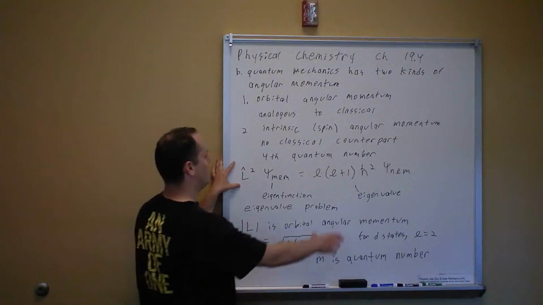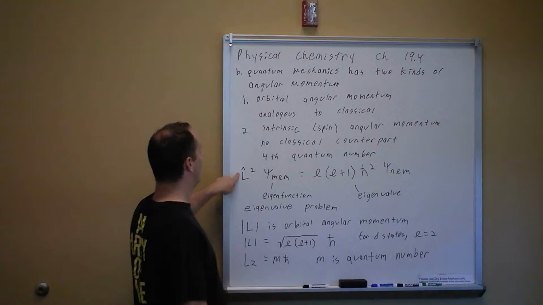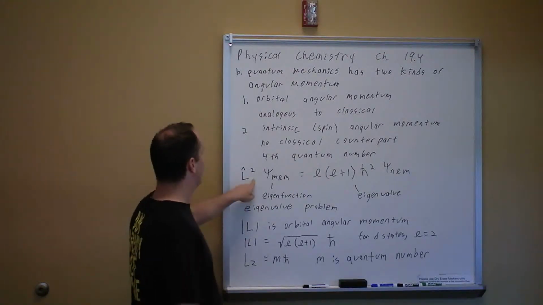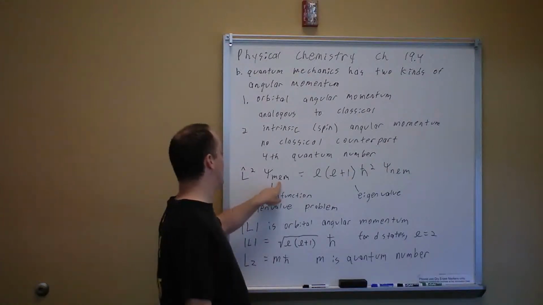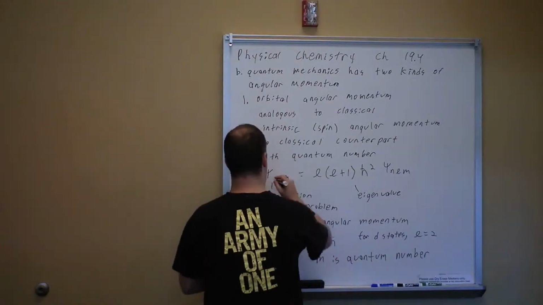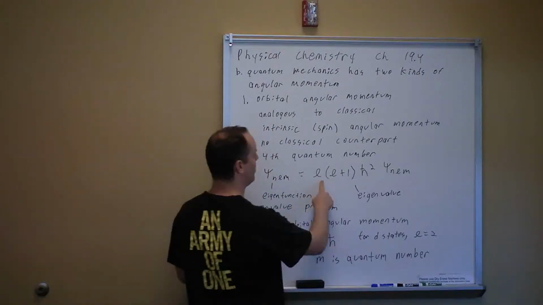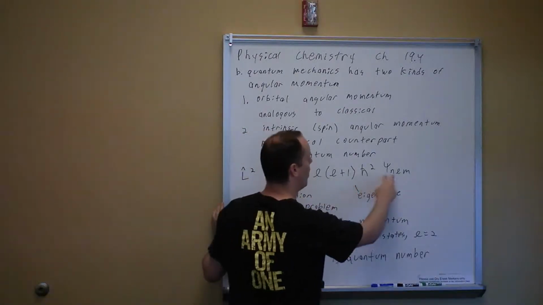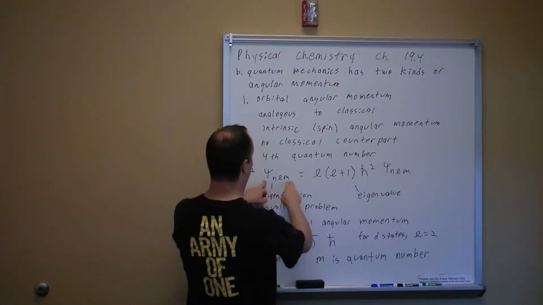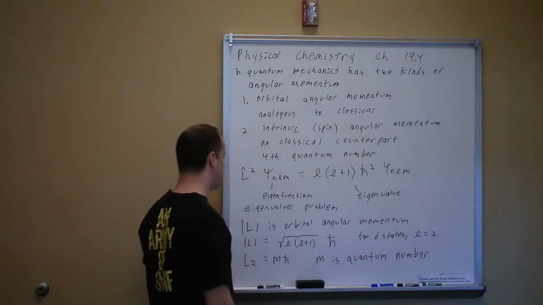So here's an example of a problem we've got to solve for the angular momentum. So we have L hat, so this is going to be our operator for the angular momentum squared of psi of n, l, and m. So this psi is a function of the first three quantum numbers, and then that's equal to l times l plus 1 times h bar squared times psi of nlm. So this is an eigenvalue problem. Our psi, of course, is the eigenfunction, and then this over here, this is our eigenvalue.